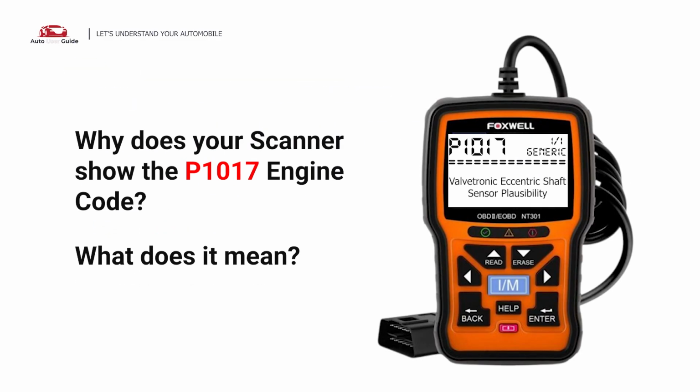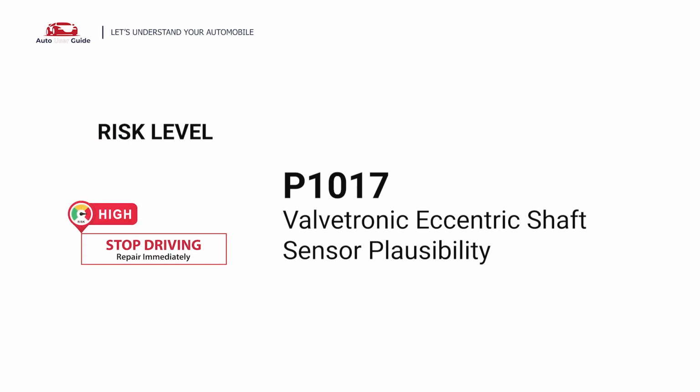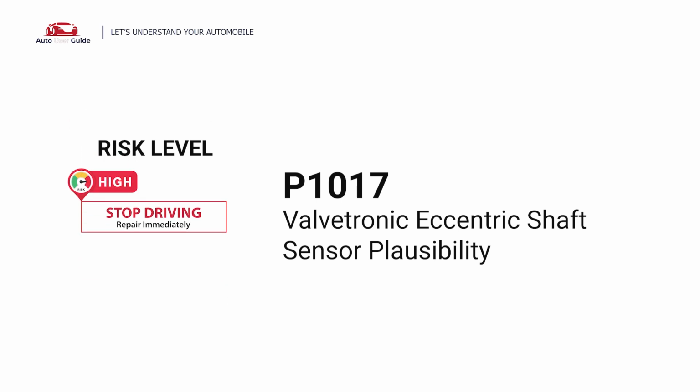Why does your scanner show the P1017 engine code? What does it mean? P1017 is a diagnostic trouble code for valvetronic eccentric shaft sensor plausibility.